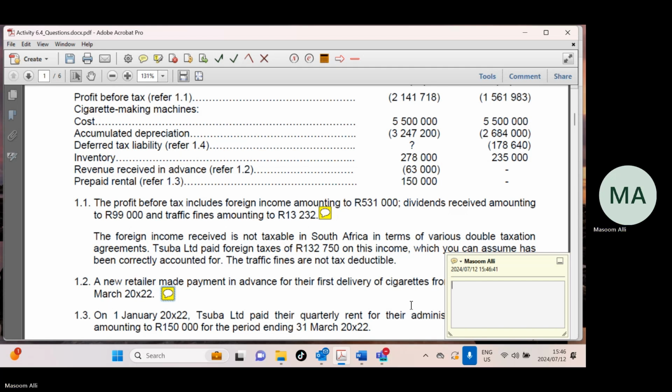So this, again, what is it? It's a liability to be taken into consideration when calculating deferred tax. Okay, simple. Okay, not a problem at all.